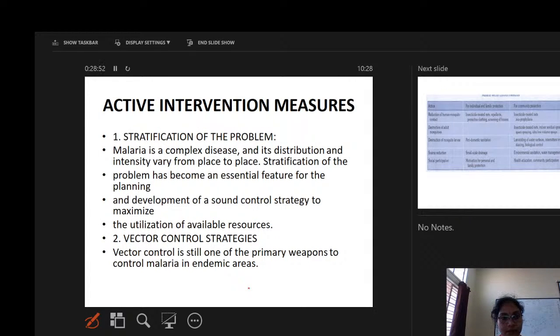Next, active intervention measures. In this, stratification of the problem: I'm coming back to the control of malaria, which is given under active intervention measures. Malaria is a complex disease, and its distribution and intensity vary from place to place. The stratification of the problem has to become an essential feature of the planning and development of a sound control strategy to maximize utilization of available resources. So we have to divide the problem according to the areas and know how much is the problem load in that area. So stratification is nothing but dividing.